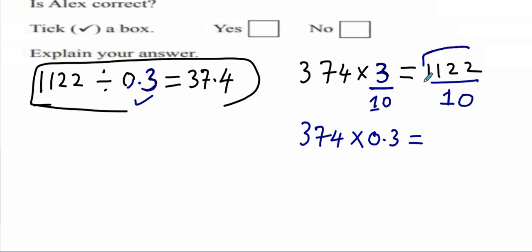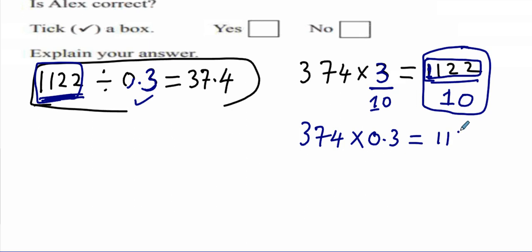Now this number, don't divide by 10. Why? Because you are going to lose this number, because this number over here is the same as this number over here. So when you divide by 10, you are going to lose it. So just leave it like that. 1122 divided by 10. Okay. Now, how do we proceed from here?